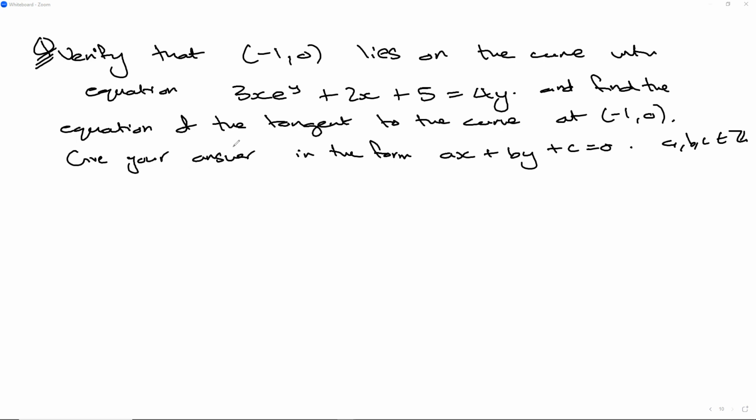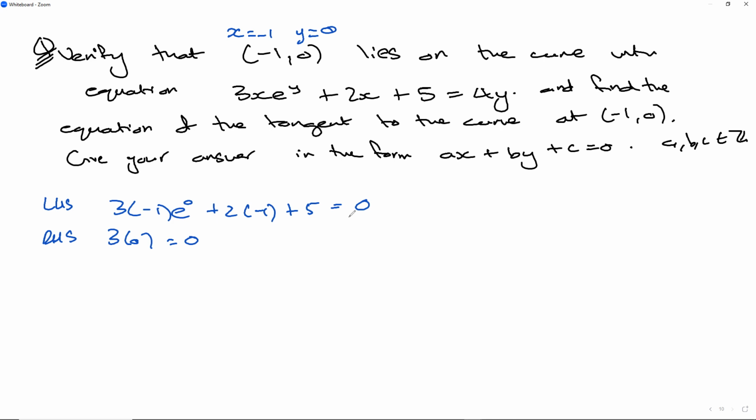Okay, so the first thing from here, I can see that x equals -1 and y equals 0. If I substitute it into this equation, the left-hand side would be given by 3 times -1 e to the power of 0 plus 2 times -1 plus 5. And that'll come to 0. And in the right-hand side, 3 times 0 will also come to 0. So we can see that, therefore, it lies on the curve, because the left-hand side is equal to the right-hand side.